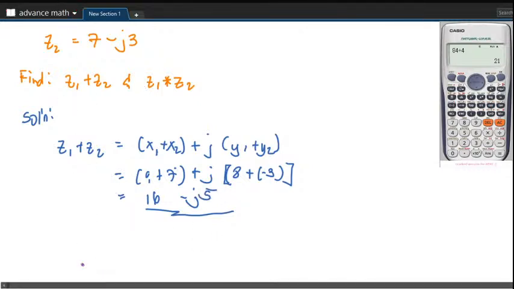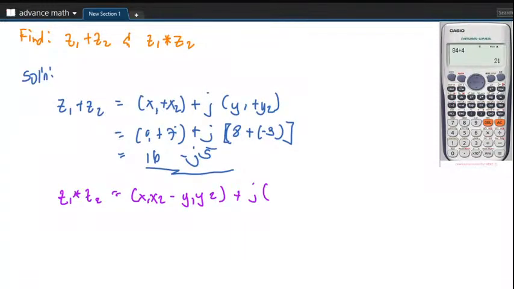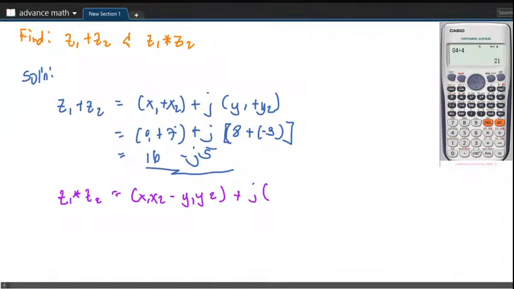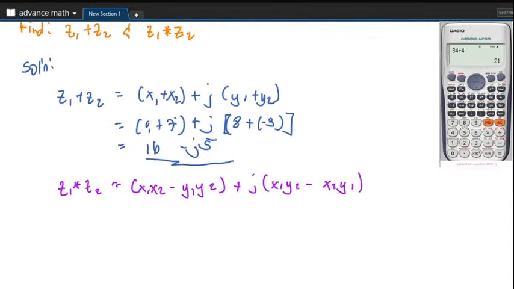Then we will go to the next one, that will be z1 times z2. So we have, using our formula, x sub 1 x sub 2 minus y sub 1 y sub 2, plus j times x sub 1 y sub 2 plus x sub 2 y sub 1. Let's just check here our formula. Okay, so that is correct for this example.